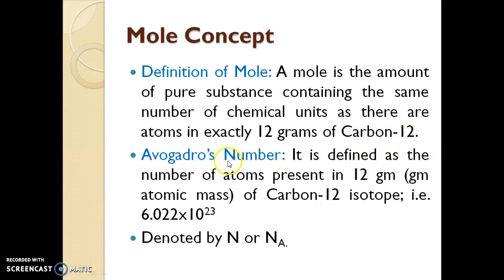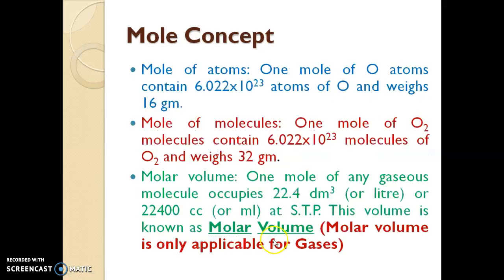Now what is Avogadro number? It is defined as the number of atoms present in 12 gram, that is the gram atomic mass, of carbon-12 isotope, that is 6.022 × 10^23, denoted by N or Na. So a mole of atoms: 1 mole of oxygen atoms contains 6.022 × 10^23 atoms of oxygen and weighs 16 gram. What is a mole of molecules? 1 mole of oxygen molecules contains 6.022 × 10^23 molecules of oxygen and weighs 32 gram.